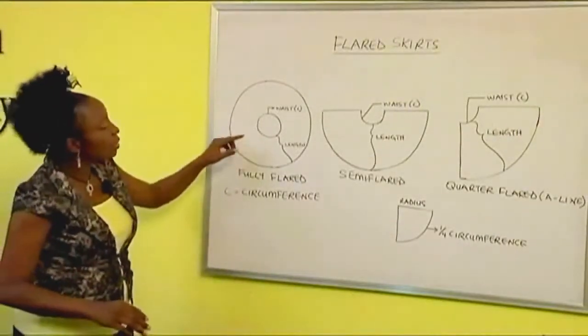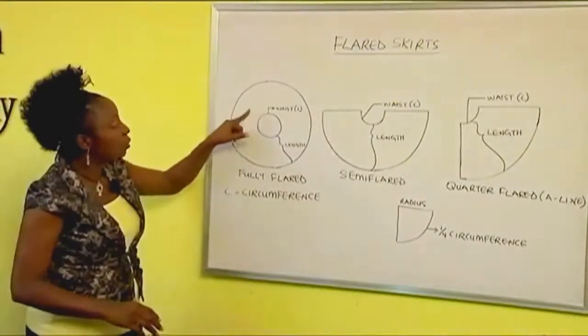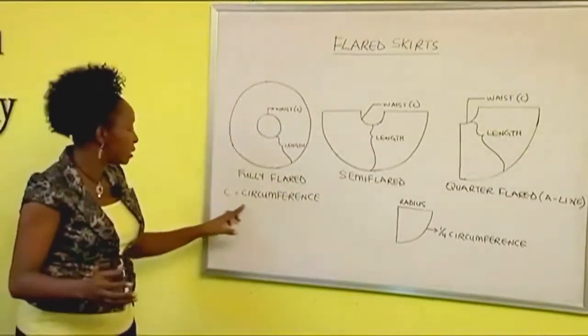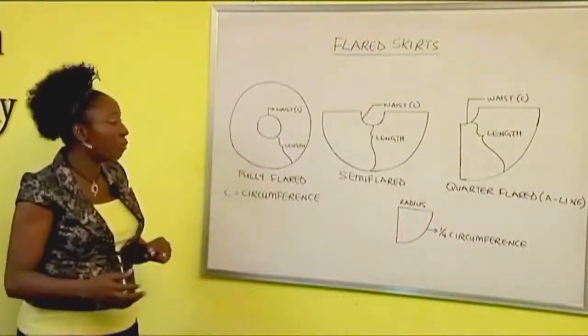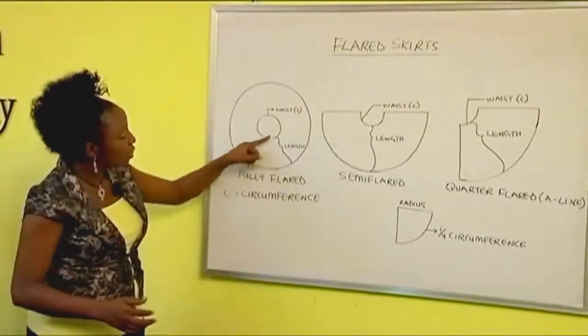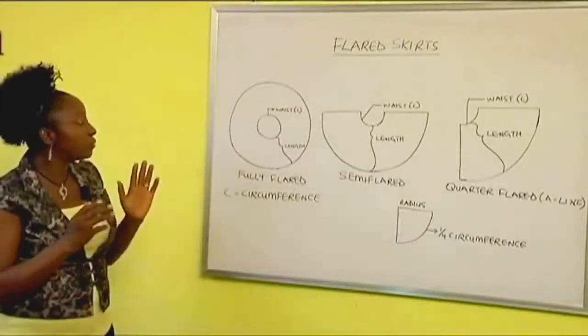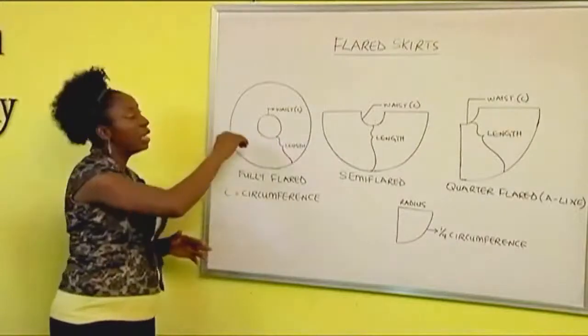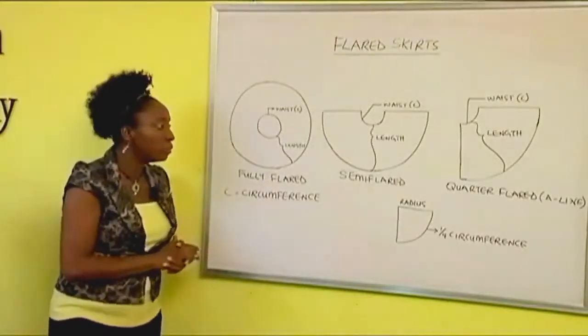And now what I have done is to show you that this inner circle represents the waist, which of course mathematically is called the circumference. That's what the C is for. Then the length is here, between the two circles. Now the fully flared skirt is made up totally out of a full circle and an internal circle.